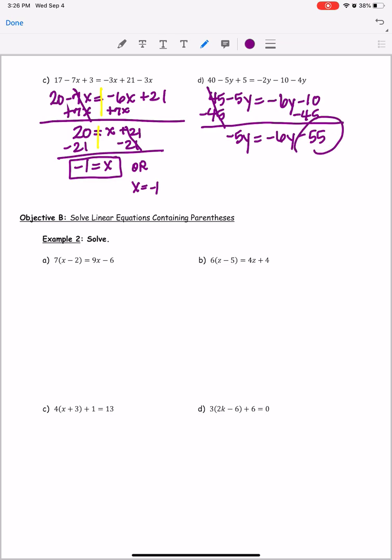So now that I have my constant over here, I need my variable over here. So we need to move this over. So opposite of a negative 6y is a positive 6y. Negative 6 plus 6 cancel. Negative 5 plus 6 is 1y, or just y. And then that equals negative 55.